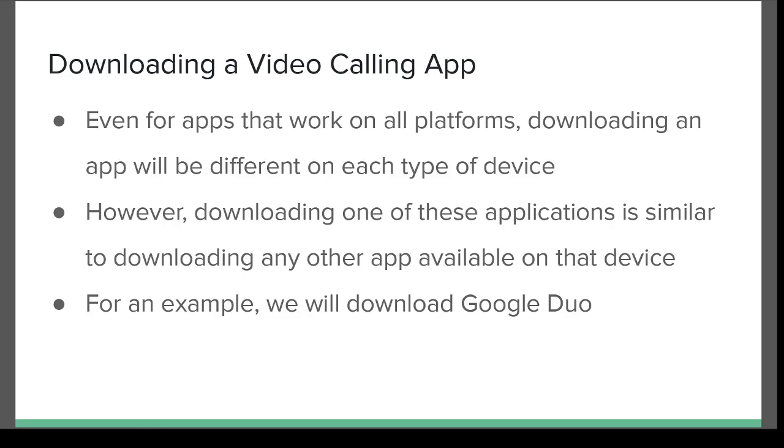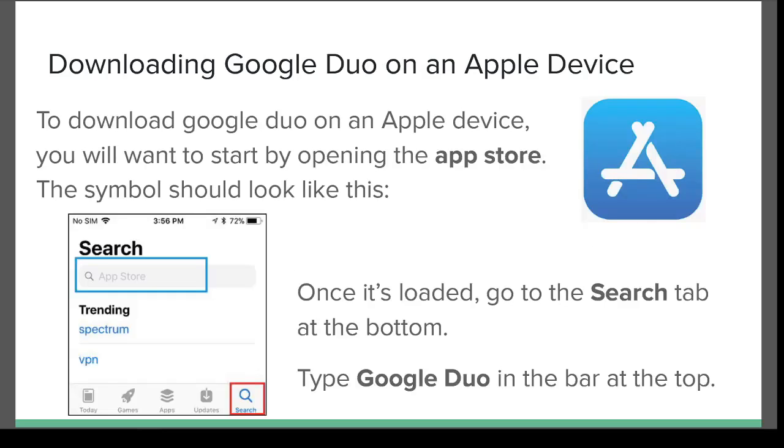For the examples we'll be giving, we'll be using Google Duo as an example, but this process should work for all video calling applications. Now for downloading Google Duo on a mobile Apple device, first you want to find the App Store on your home screen. It should have an icon like the one on the right, which is a nice light blue with an A symbol on it, made of 3 ovals that kind of look like tongue depressors forming into an A.